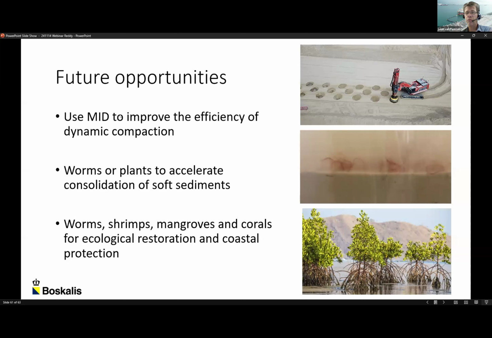I'm also looking currently into the use of worms or plants to accelerate consolidation of soft sediments. And within our company, at the environmental department, we're also looking into using worms, shrimps, mangroves, and corals for ecological restoration and coastal protection. And so there's still a lot of applications to explore and new biological processes to investigate, whether they would work or not work.